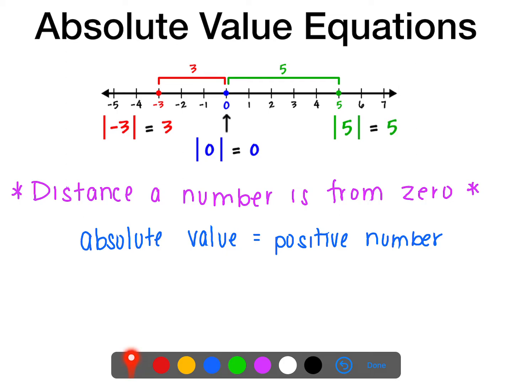If I'm finding the absolute value of negative 3, it's just how far I am from 0. So since I'm 1, 2, 3 spaces away, that's why my absolute value of negative 3 becomes positive 3. My absolute value of 5 is just 5 because I'm 1, 2, 3, 4, 5 spaces from 0. So it's basically a big fancy symbol and a big fancy word to say make the number inside positive.